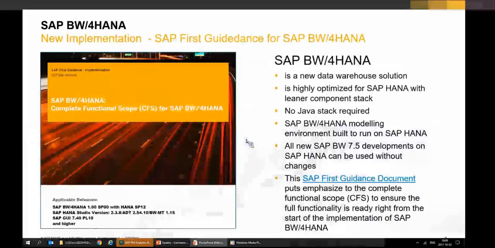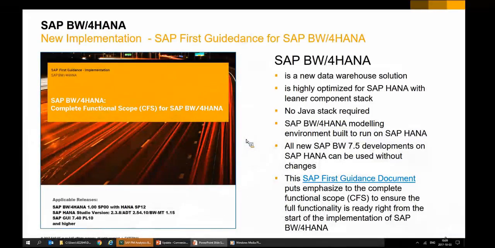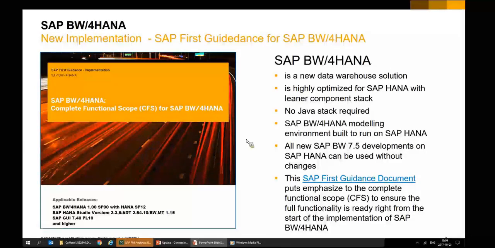Let's have a look first at a few comments on the new implementation. If you start out with BW4HANA, after the system installation, the technical piece of it, we recommend to go through this document by my colleague Roland Kramer. The first guidance with the complete functional scope will make sure that all the different pieces are configured properly. For example, HANA Studio and modeling tools are all listed in this document. Please go through that. If you have a new installation, then you're sure that everything is working right out of the gate.